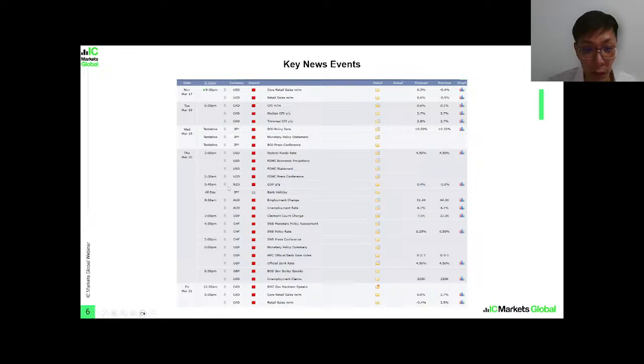For the yen pairs, we actually have the bank holiday on Thursday, March 20th. So just avoid trading the yen pairs because there wouldn't be much volatility on this day. NZD USD and AUD USD will definitely be the ones that you have to watch out for. These will be affected by NZD's GDP as well as AUD's unemployment rate.